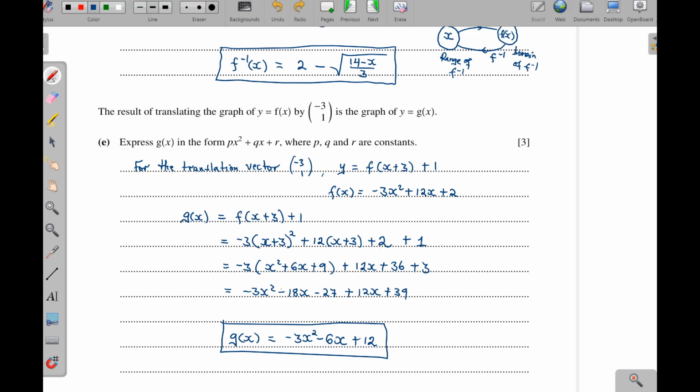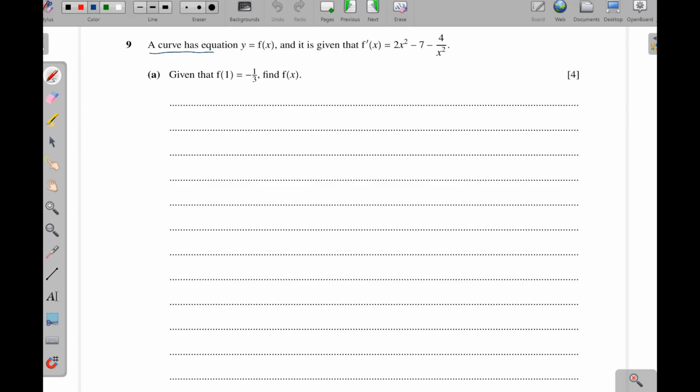Question 9: a curve has the equation y is equal to f of x, and it is given that its derivative is this, but given that f of 1 is equal to -1/3, find f of x. So here we need to integrate. So our f of x shall be equal to the integral of the f prime. So we have 2x squared minus 7. Then this one I'm going to write as -4 times x to the power of -2.